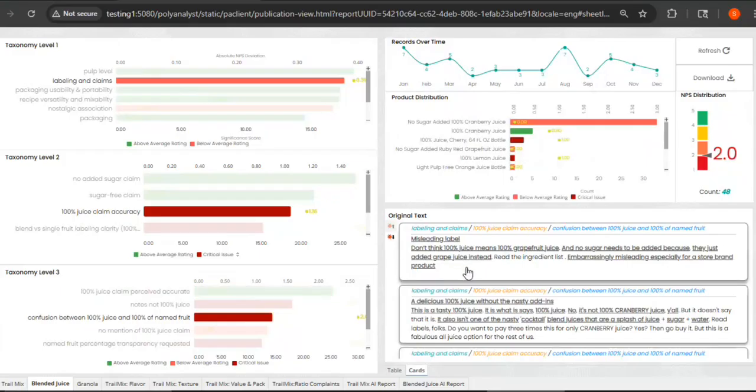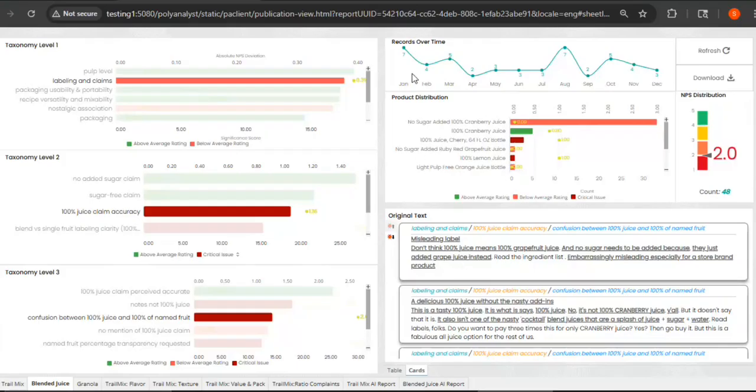So these are the actual text of the reviews, to get an idea of what sort of problem it's discovered. And this is a very serious problem: when the problem occurs, the average star rating is 2 compared to 4.8 over the whole data set. And what does it mean that there is a confusion between 100% juice and 100% of named fruit? Can you provide an example?